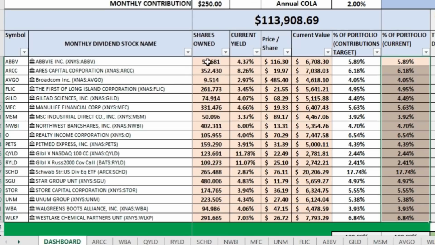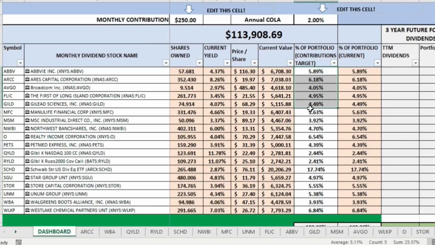And then right here, the number of shares owned, what their current yield is for each of these dividend stocks, price per share, and the current value within the portfolio here. We're going to use this column right here to manage the amount of money that gets contributed to each of the different holdings in the future. So more on that to come. We've got our monthly contributions right here, and our annual cost of living adjustment for those future contributions that we can adjust.